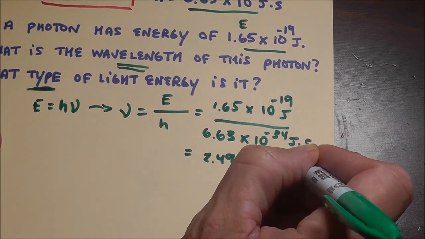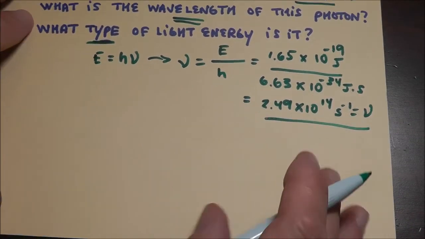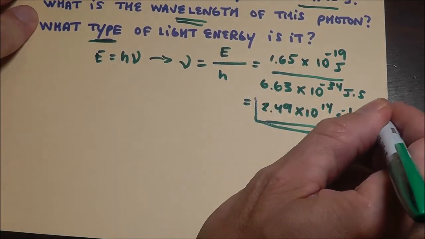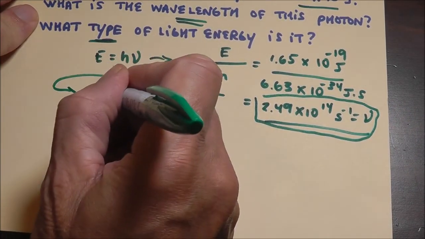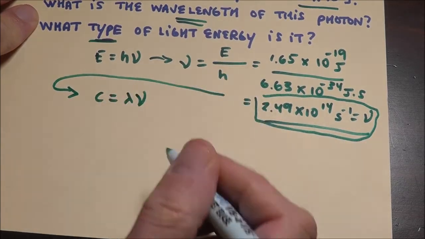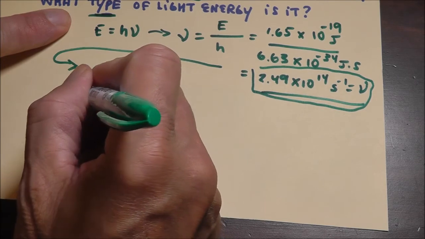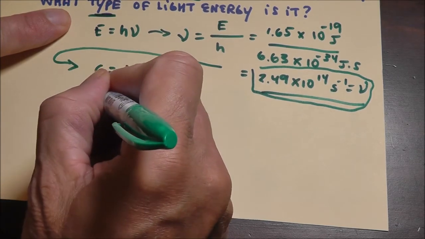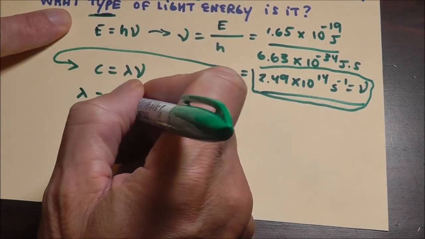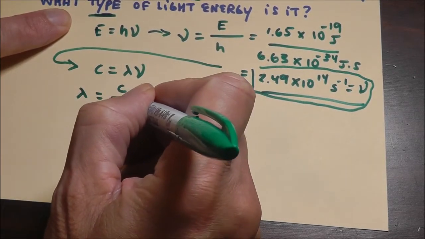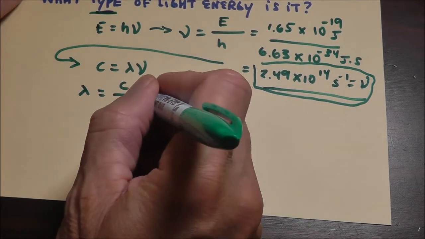Inverse seconds. Not there yet. We got to take that number and use it in the other equation: c equals wavelength times frequency. The problem wants wavelength, so I'm going to solve for wavelength. Wavelength would be what would happen if I divided both sides by frequency. Kind of like the opposite of what I did in the other problem. So divide both sides by frequency.